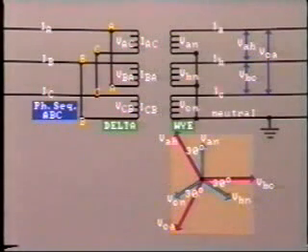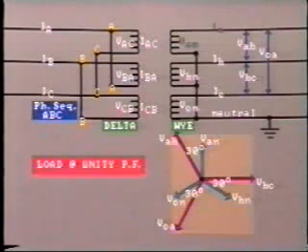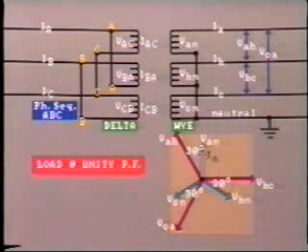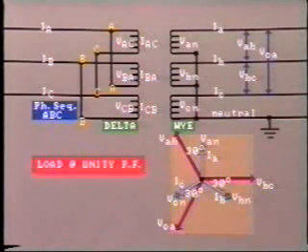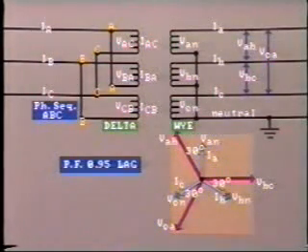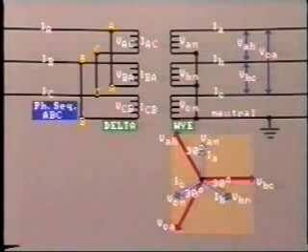Let's now take a look at the relationship for current. Considering the load to be at unity power factor, we know that the line current IA is in phase with the line-to-neutral voltage VAN. So we can draw the IA phasor along phasor VAN. Similarly, IB is in phase with VBN, and IC is in phase with VCN. Of course, if the power factor is, say, 0.95 lagging, then all of the currents will be offset by 18 degrees. So much for the secondary.